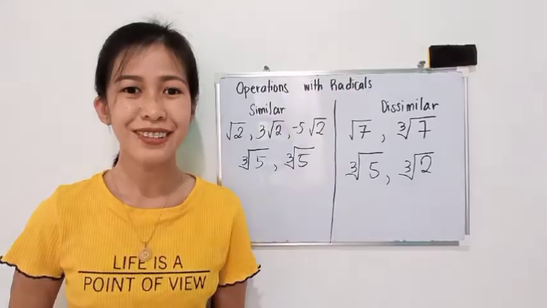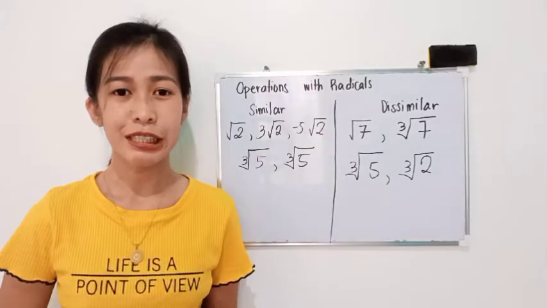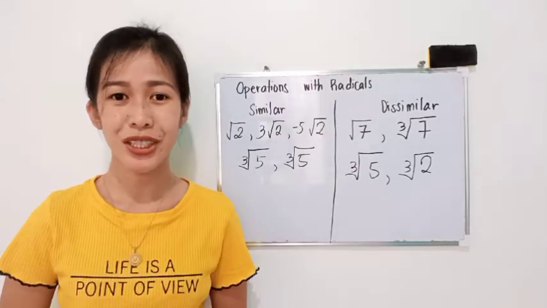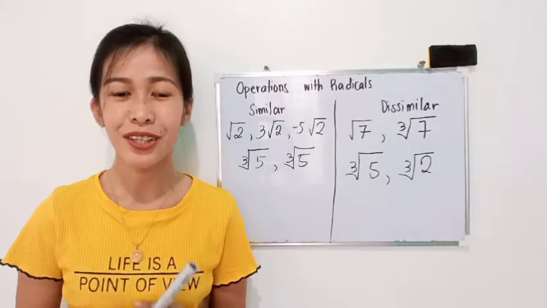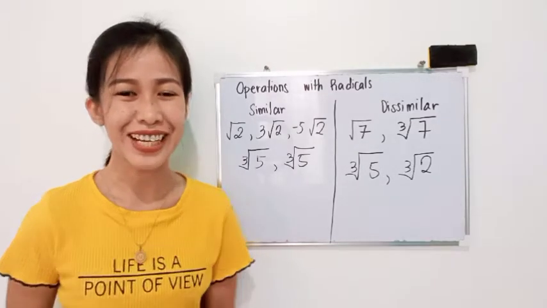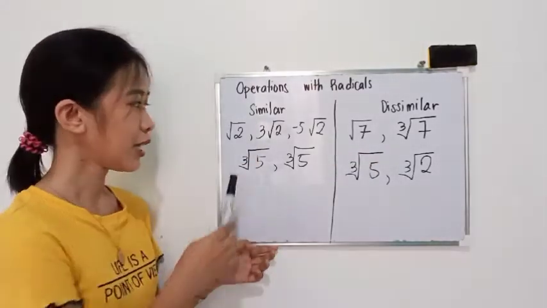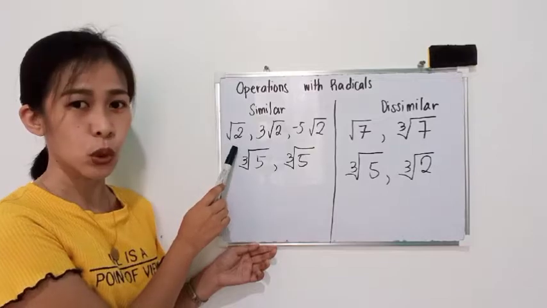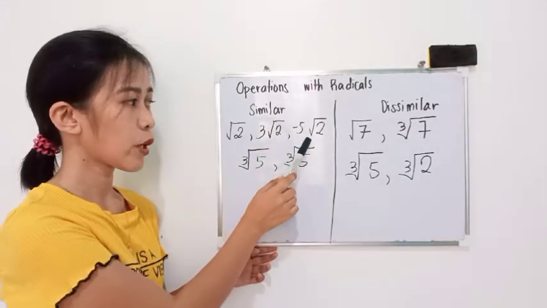Alright? Okay, now let's talk about the similar and dissimilar radicals. So, please take note of this kasi medyo nakakalito ito. But then again, kapag na-explain na natin ng maayos sa inyo, mas may intindihan nyo na. Alright? So, we have here the similar and dissimilar. Okay? So, we have square root of 2, 3 square root of 2, and negative 5 square root of 2.